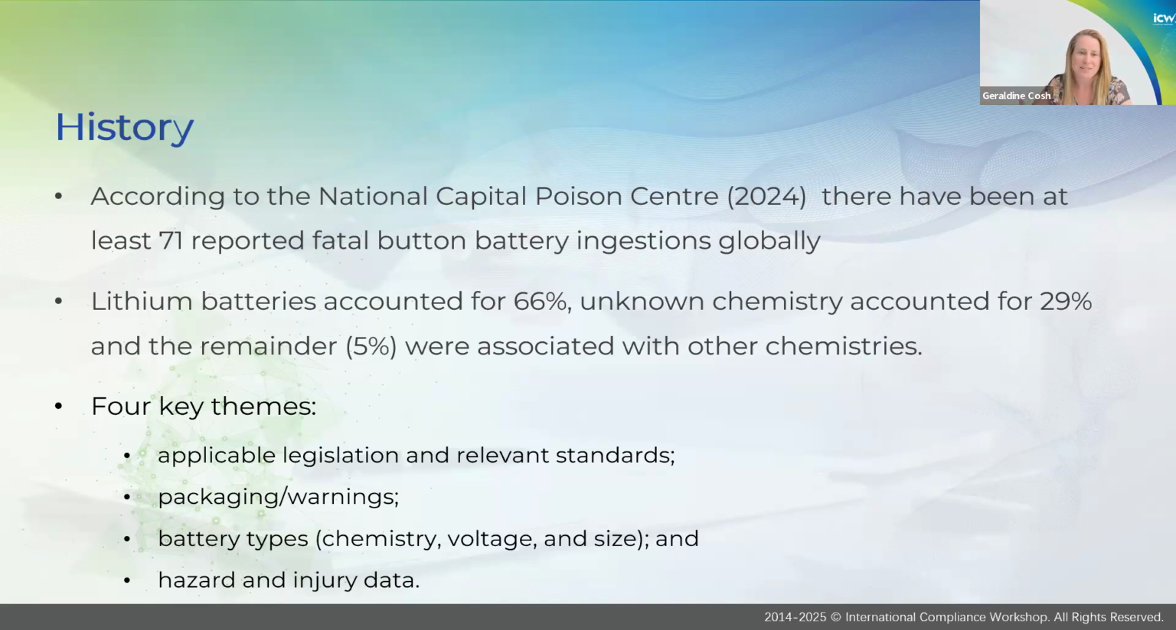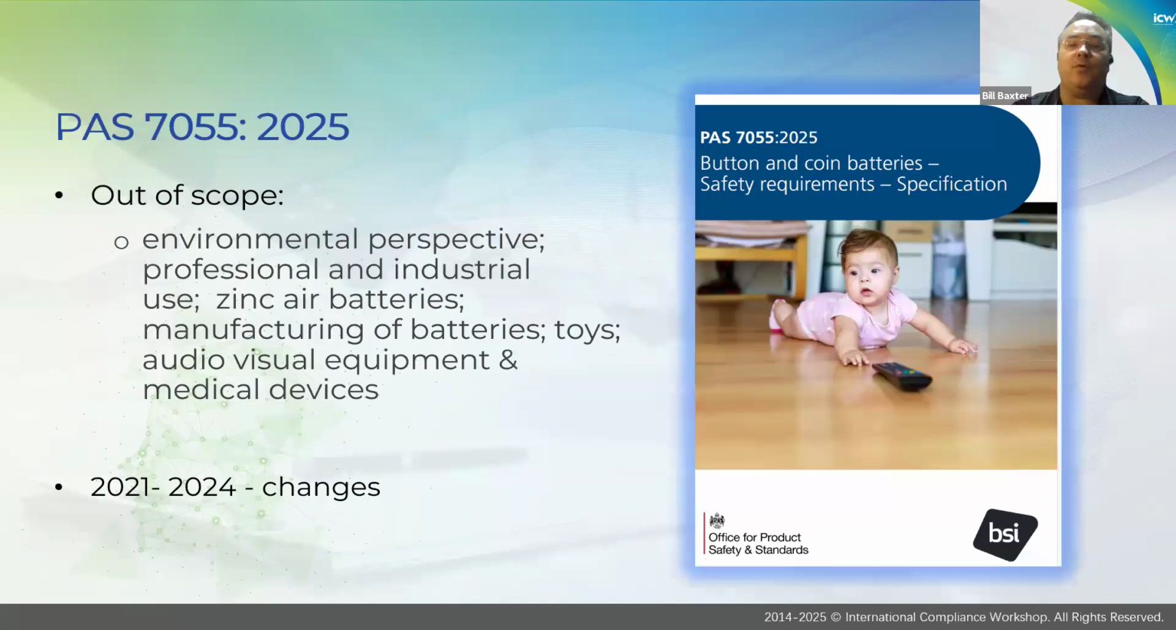And then there's so many different standards that can test for this. Then you've got packaging, you've got warning, you've got chemistry types, you've got voltage, you've got size, and then the data that's available. In my opinion, on injury data, the best data is in the US, but there is global data, and there's lots of studies that have been done on button and coin ingestion. So let's talk about that first point on that slide.